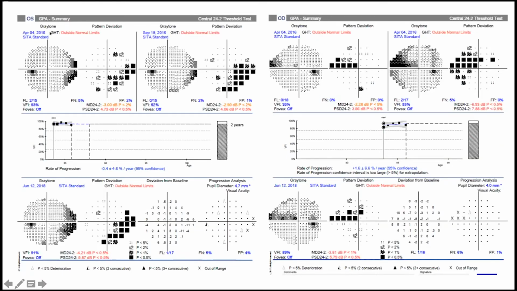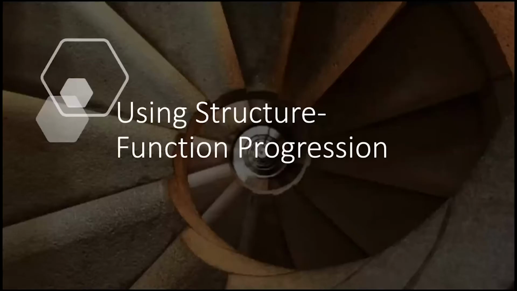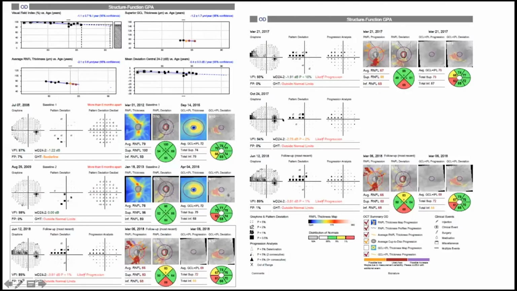So we now go to a 2016 visual field as our baseline, because that's when he finally agreed to start using his medication. And we can see that his visual field in both eyes has really stabilized. We can also use a structure function map. This is in Forum. And so this is his right eye.